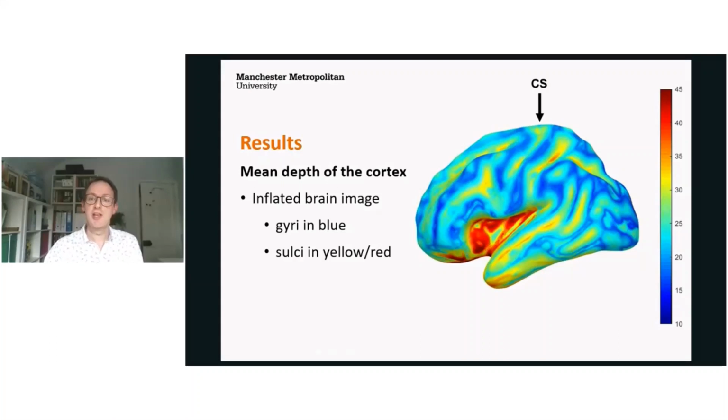So that's reassuring. Just to orient people who aren't used to looking at inflated brains, the central sulcus is indicated here, and it should be relatively deep compared to the precentral and the postcentral gyrus either side.